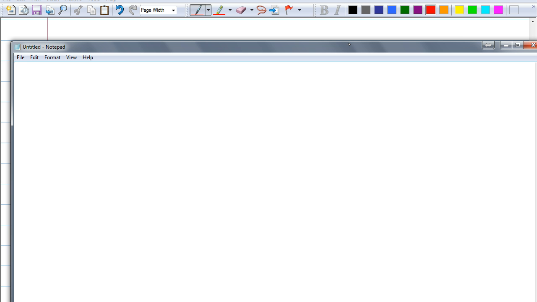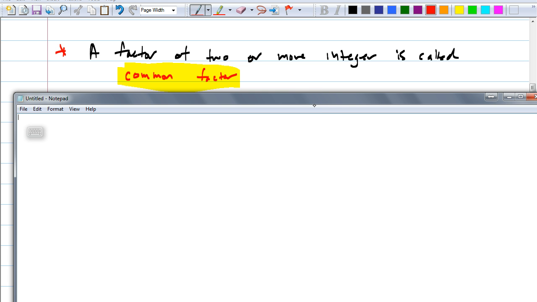shared factor. Yeah, but actually we don't call it shared factor. There's actually a name for it. Yeah, common factor is correct. So write this down. A factor of 2 or more integers is called a common factor. It says 2 or more integers because I could talk about the numbers 2, 4, and 8. 2 is still a common factor of all 3 numbers. So a common factor doesn't have to compare just 2 numbers. It could compare 5 numbers, 10 numbers.